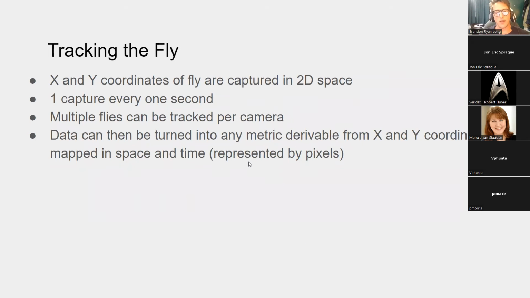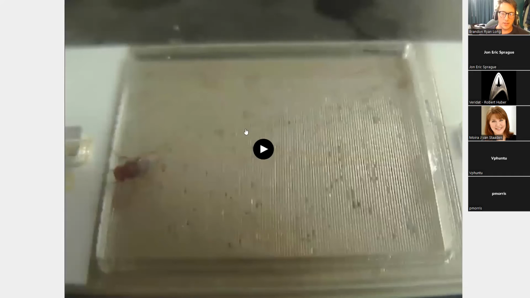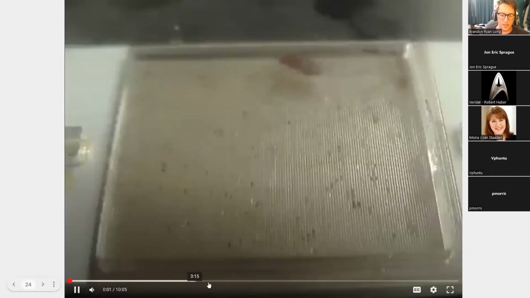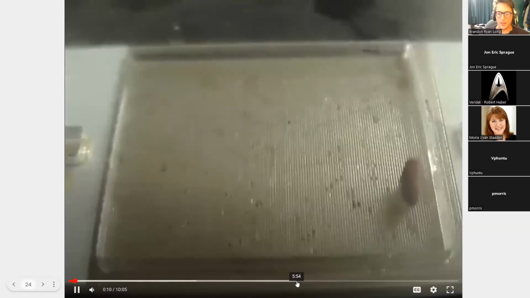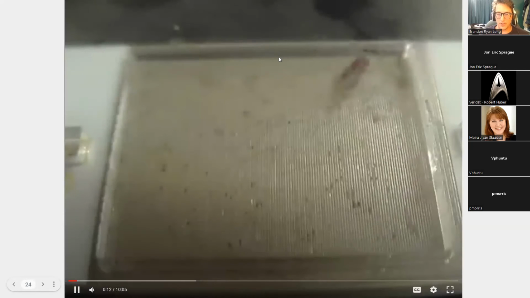So to track the fly, we're using a camera, and it's basically just X and Y coordinates. We're just doing captures, one a second, and you can run multiple flies in the same paradigm. You can get speed, anything you can really calculate with X and Y coordinates. And this is just to give you an idea of what the paradigm looks like. I'm going to fast forward here. The left side is the shock side and the right side is the non-shock side. It's divided somewhere in here.